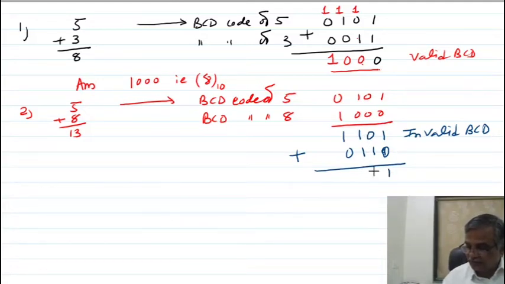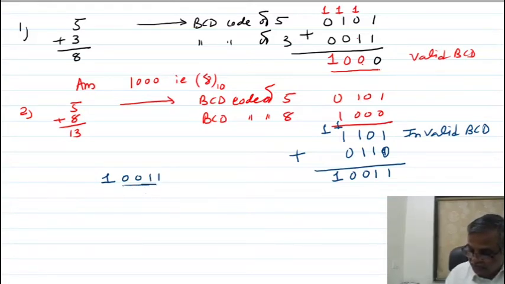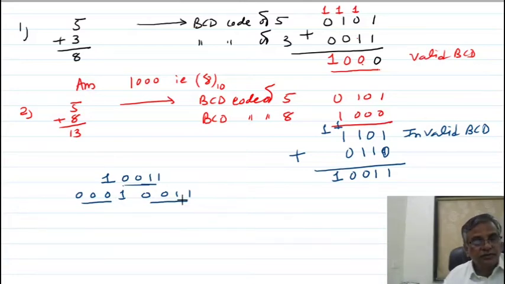So 1, 1, 0 carries 1, 0 carries 1. So my answer is 10011. You have to write your answer in 4 bits. So this is your 4-bit 0001 and this is your 4-bit 0011. Remember, BCD is nothing but 4-bit binary, each BCD is 4 bits. So this is your 1 and this is your 3. So your answer is 13.